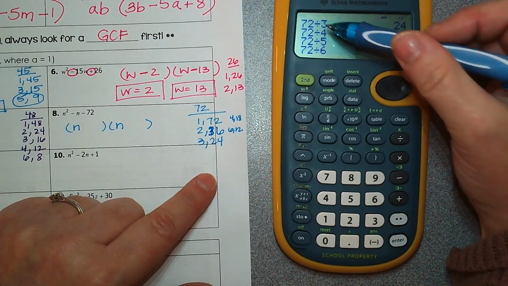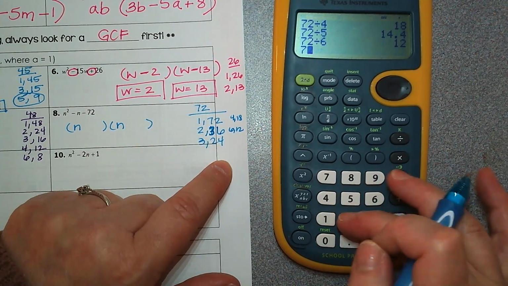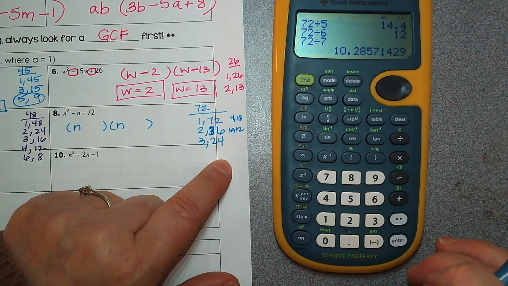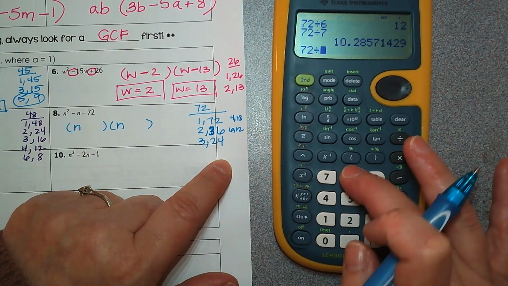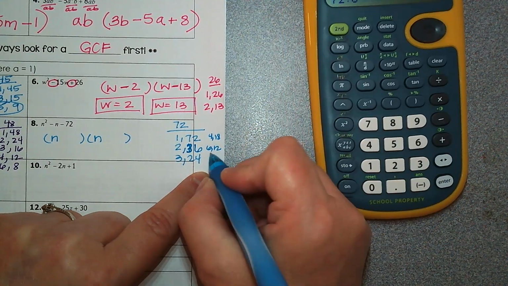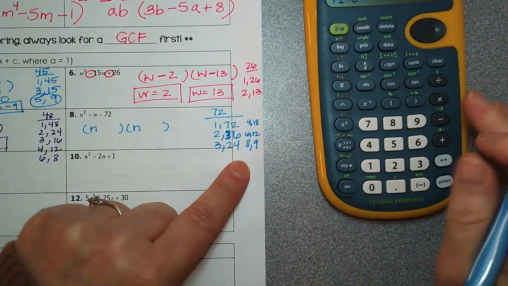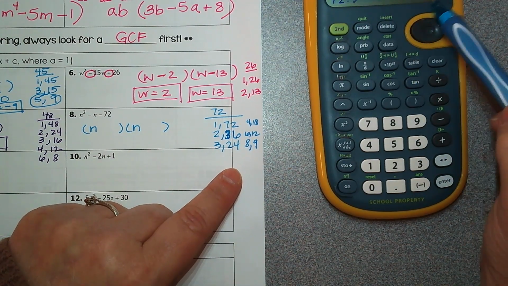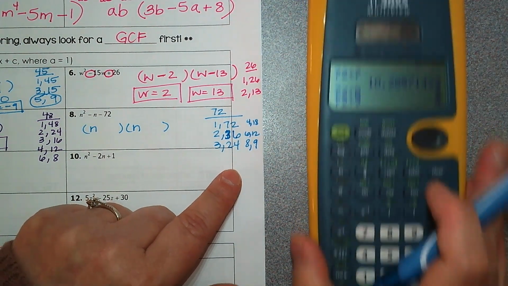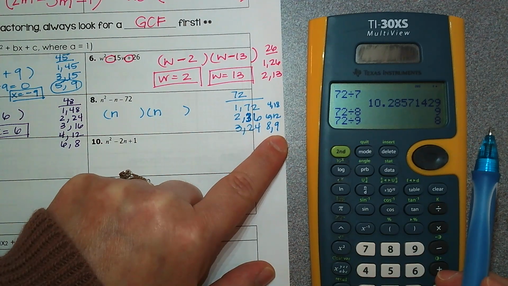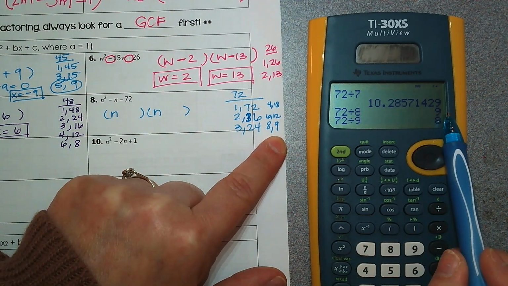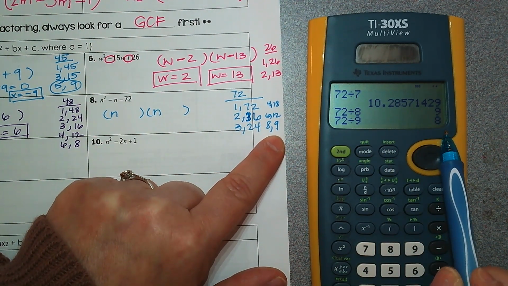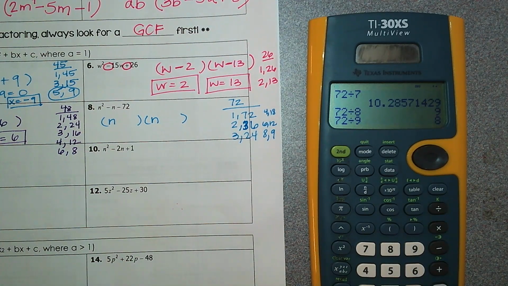So go in order, 3, 4, 5, 6, 7, no, 8, yes, 8 and 9. 72 divided by 9 is 8. Once they start repeating, you know you have them all. So 8 and 9 repeats as 9 and 8. So I'm done. That's the last set of factors.